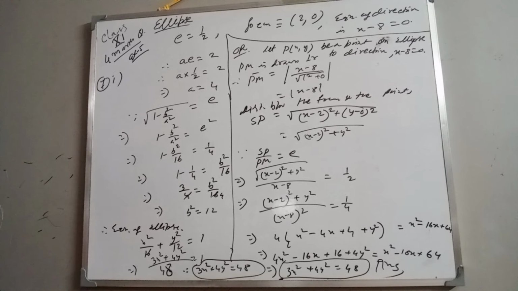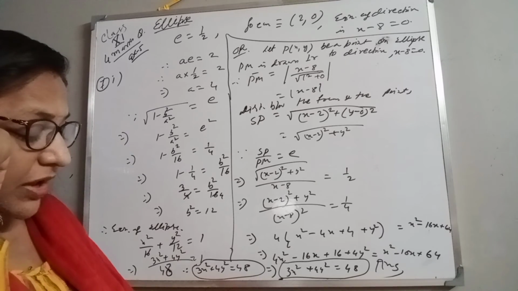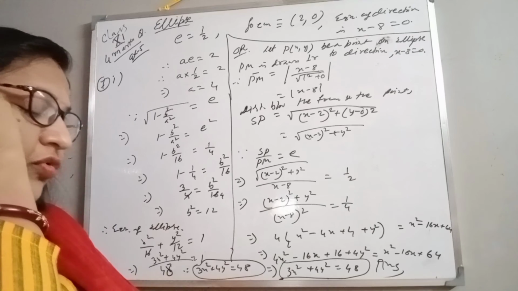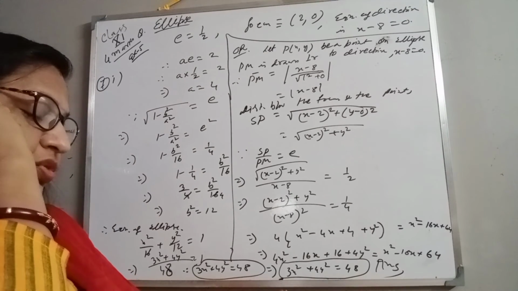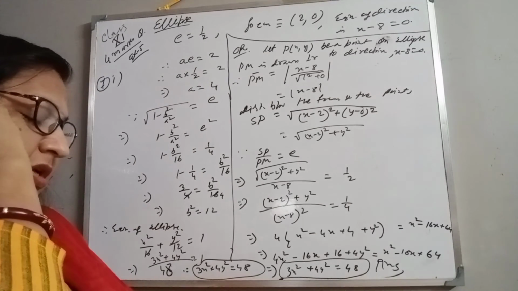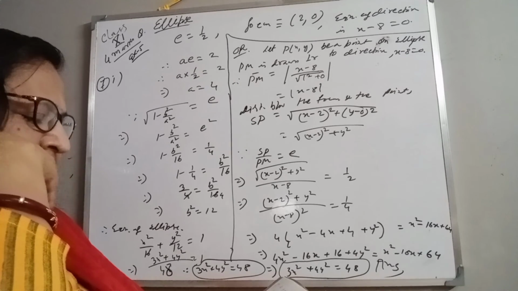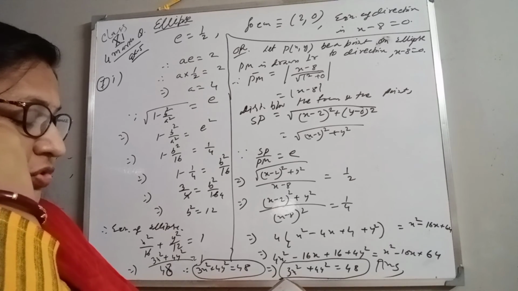Okay, now next sum. This was sum number 7. Next is sum number 8. Sum number 8, big question. A point moves so that its distance from (0, minus 3) is 1 by root 2 times its distance from the line 3x minus 4y plus 1 equals to 0. Show that the locus of the moving point is an ellipse whose equation you are to determine.